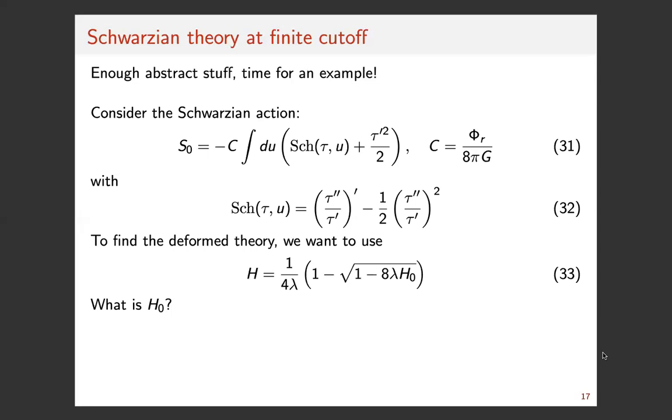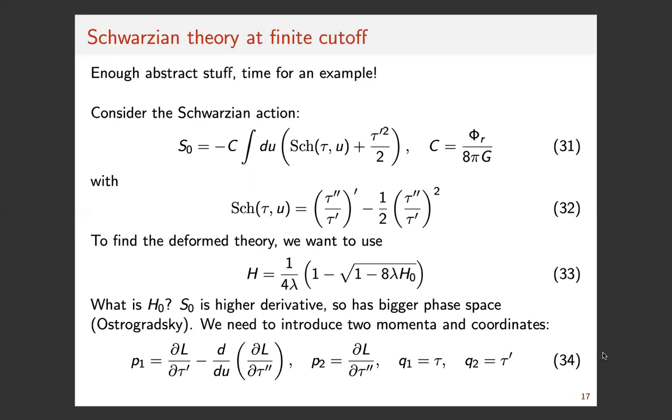So what I want to do is use equation 33, the Hamiltonian as a function of the initial Hamiltonian H naught. What I need to do is now compute H naught. The initial Hamiltonian comes from the Schwarzian action given in 31, and that has higher order derivatives. So I need to use this Ostrogradsky formalism to deal with this higher dimensional phase space.